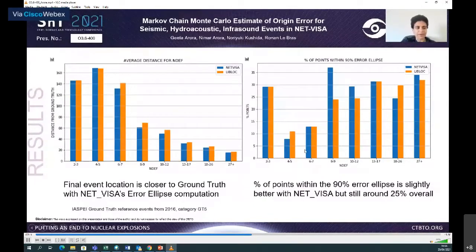Well, now to the bad news. The term 90% error ellipse means that 90% of the ground truth points should be within the ellipse. Now, the percentage of points within the ellipse of the NetVisa's computation here, as you can see, is consistently below 30%. In fact, the overall percentage is just 25%. Even though it's better than LibLock, it is hardly anywhere close to 90%.